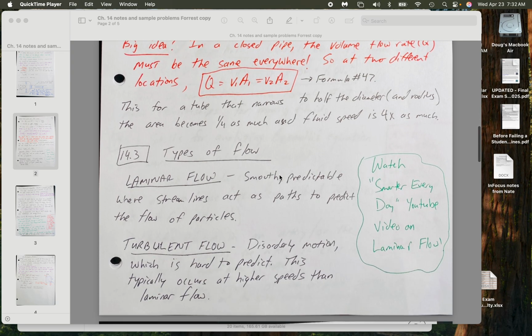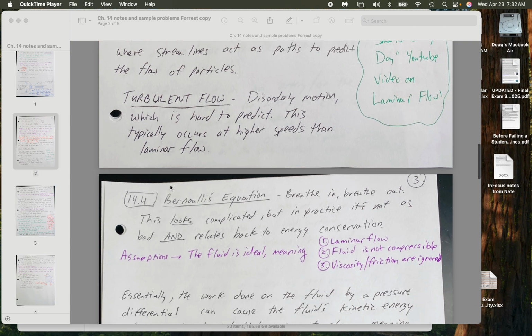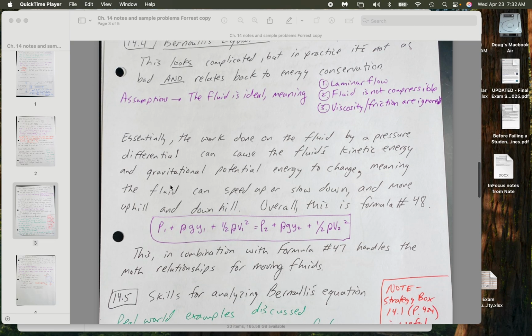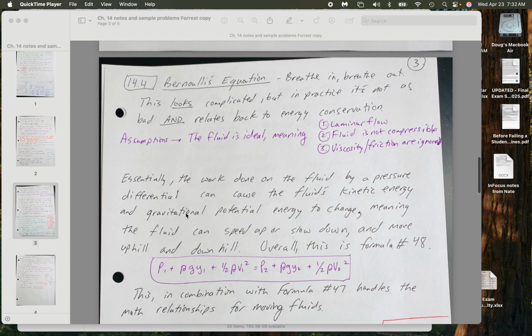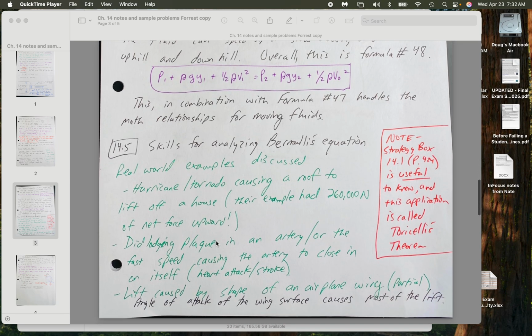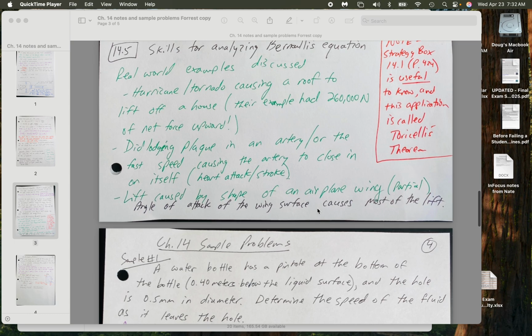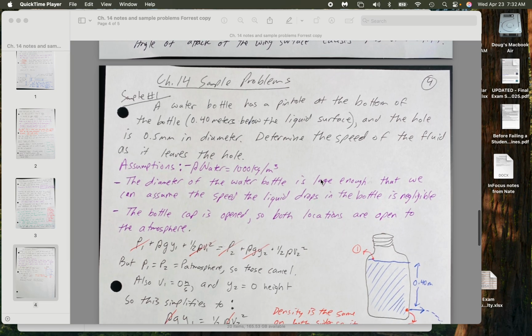Volume flow rate is the same everywhere in a pipe or a closed system. Closed pipe, that is. And we've got two types of flow. We think about ideal fluids. 14.4 dealt with Bernoulli's equation. 14.5 dealt with some specific examples. The strategy box was useful. It's called Torricelli's theorem. So I want to go through a couple of sample problems.